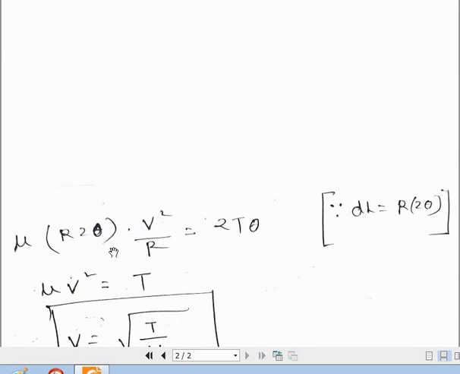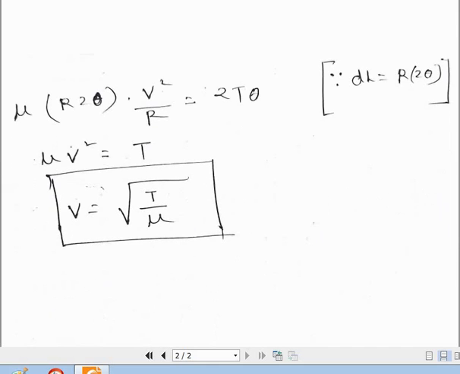Cancelling r, theta and 2 from both sides, I'm getting the velocity v is equal to square root of tension T by mu. So this is the formula for the velocity of transverse wave in a string. It's a very important formula. It usually comes in the exam.